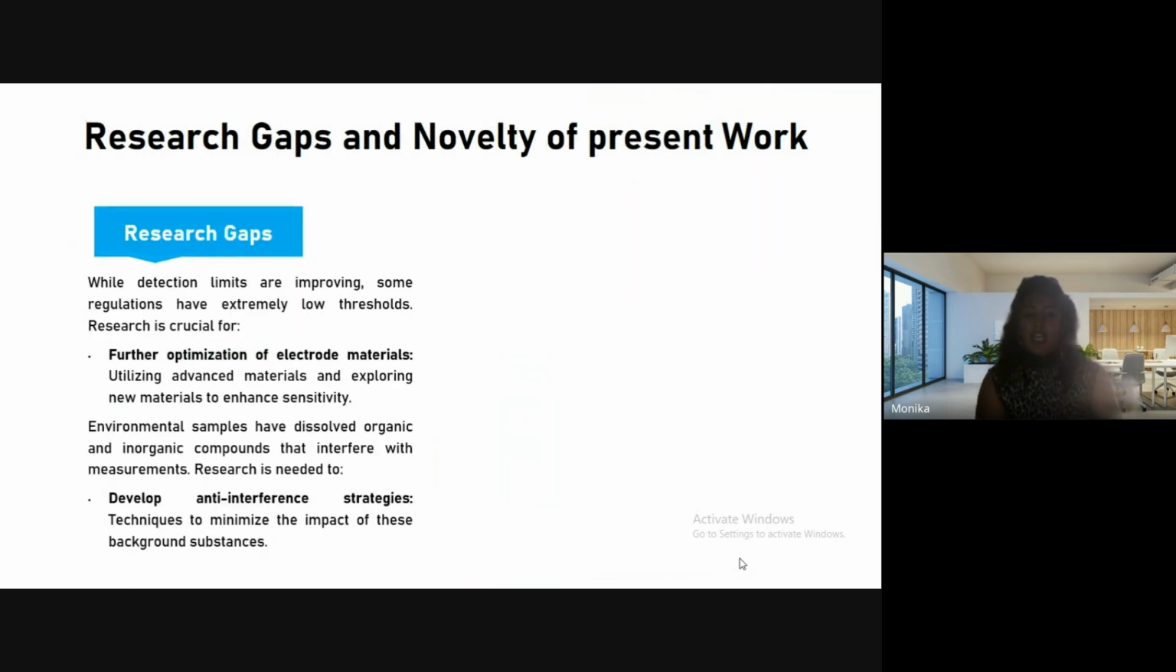So the research gap I found is that while detection limits are improving, there are some regulations that have extremely low thresholds. So there is a need for further optimization of the electrode material by utilizing advanced material or exploring new material to enhance the sensitivity of the sensor. Also, in environmental or real water samples, there is interference from the foreign ions in the real sample. So there is a need to develop anti-interference strategies.